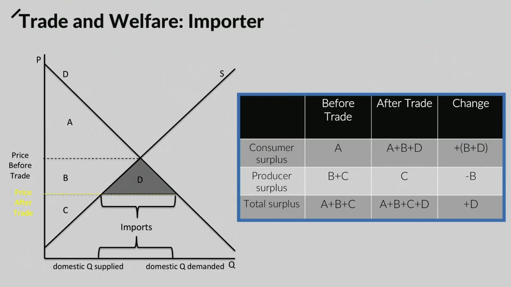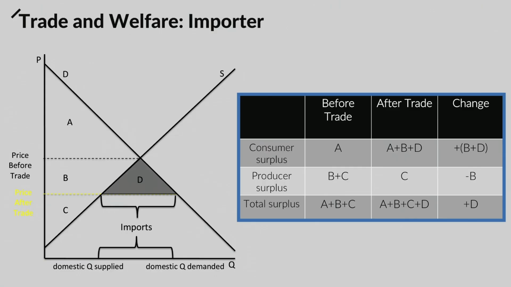Once we open up to trade, we see that lower world price, that lower price after trade. So now what happens to our producer surplus? It's going to shrink down to area C. Our consumer surplus is going to grow up to A, B, and D. Overall, we're better off by that area D. Now, if this was a closed economy at this lower price, what we would have is a shortage. As prices come down, our domestic demand increases, our domestic supply decreases. But now that's no longer a shortage. We're able to fill that shortage by importing from the rest of the world.